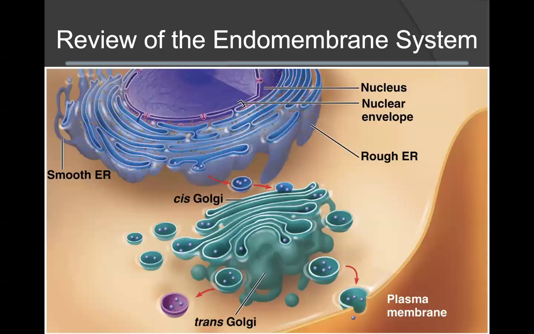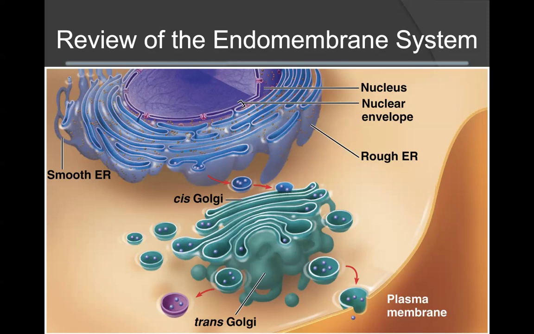This slide here reviews the components and the trafficking within the endomembrane system. Remember, we have the nuclear envelope that extends into the rough and smooth ER. Any protein that is going to be secreted or part of the plasma membrane or part of a lysosome or any other part of the endomembrane system is going to be made by the rough ER. It's going to be packaged in vesicles delivered to the cis side of the Golgi. It will then be matured, glycosylated if necessary, and then it will exit the Golgi through the trans side.